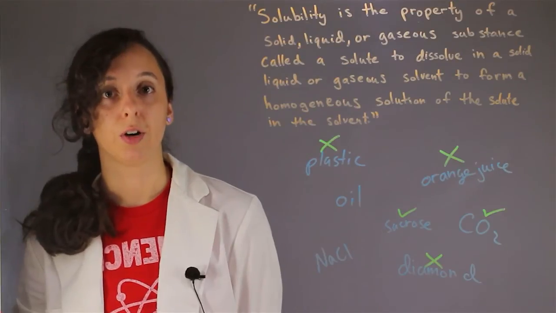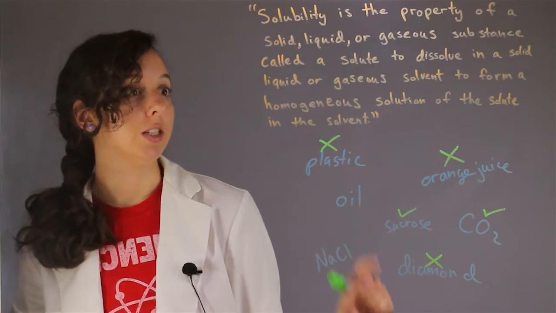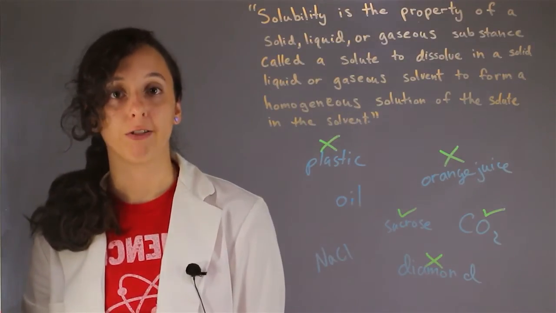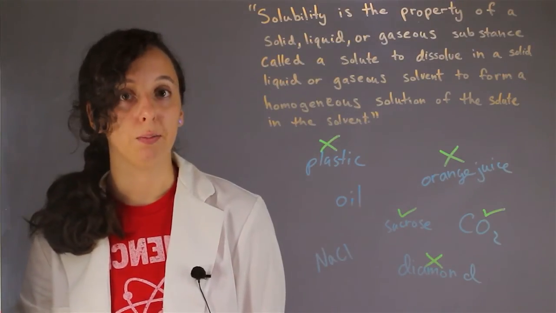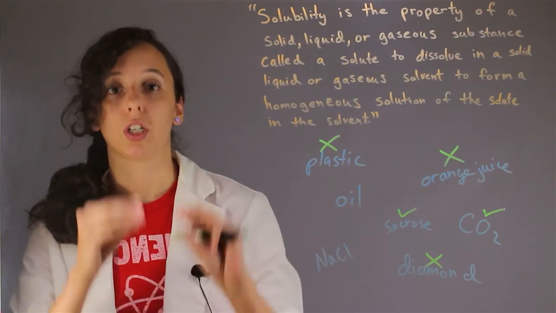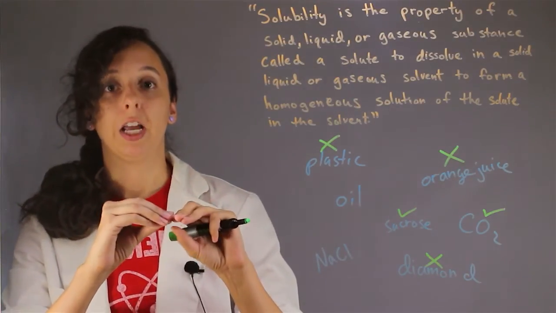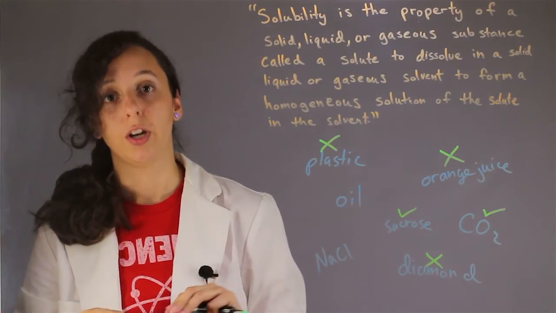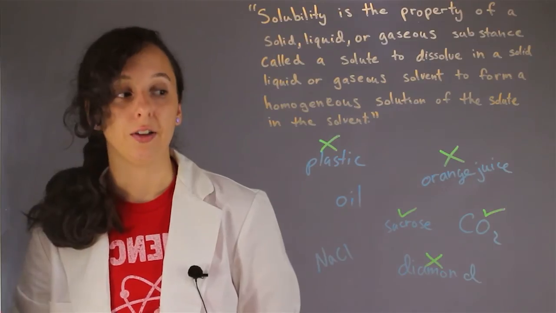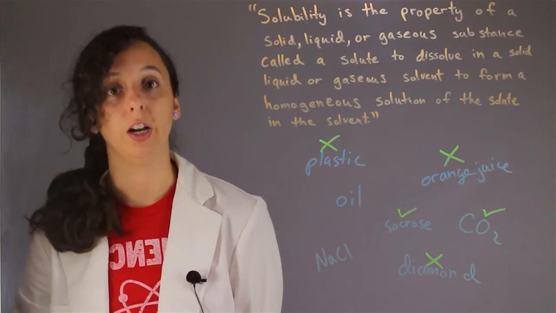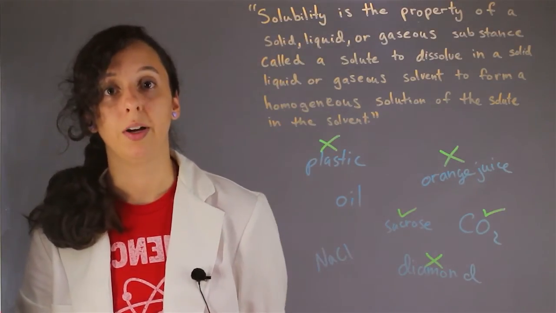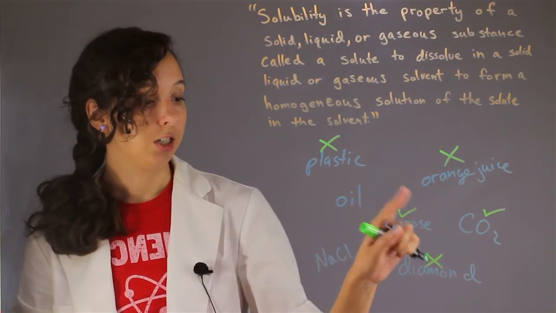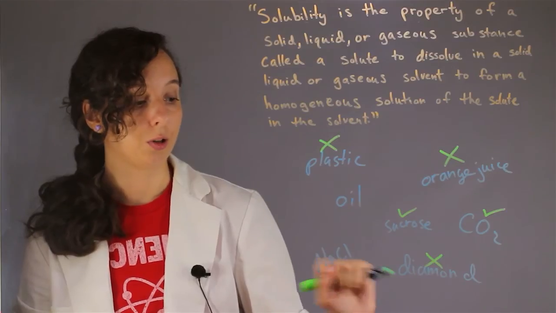This is a good time to go over the definition of what a homogeneous solution means. So homogeneous means that it's exactly the same everywhere you look. So if we take a different portion of orange juice, if you look at the top of the cup, it looks a certain way. If you look at the bottom of a cup, it will look different because of the pulp and the other particles. This is not homogeneous. If, on the other hand, we take our sugar solution and we look at the top of the cup versus the bottom, it's going to look exactly the same. That is homogeneous.